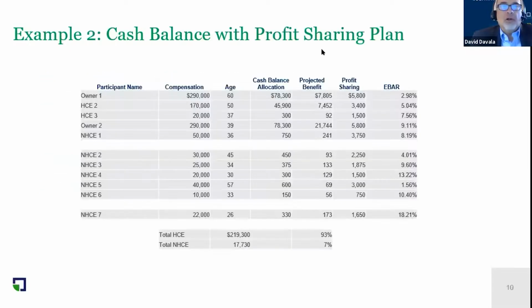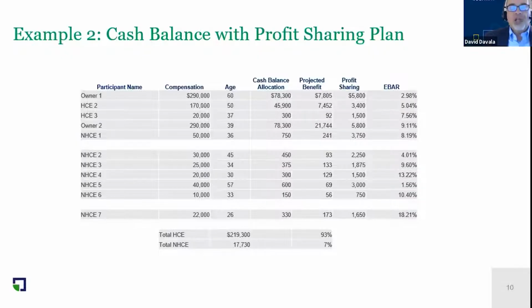Okay, let's look at another example. This is a cash balance plan being cross-tested with a profit sharing plan, and we're doing it on a benefits basis. Cash balance plans have what's called an interest crediting rate. The rate is defined in the plan document. For this example, we are using 5%.